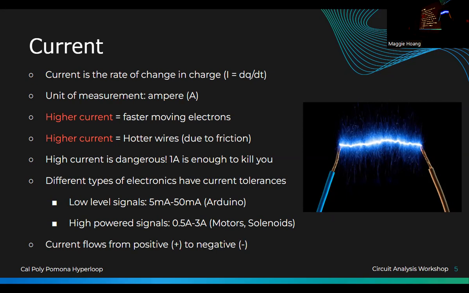Oh, and a very important thing is that conventional current flows from positive to negative. This is very important when you do circuit analysis. Remember this: current goes positive to negative, right? So it goes out of the positive and into the negative.